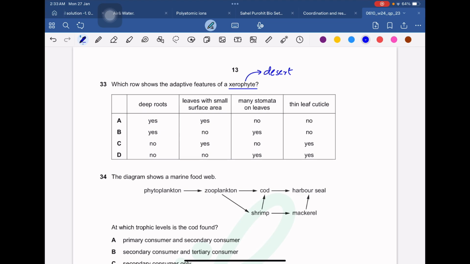So in that case, let us see the options. Obviously, the plants that live in desert conditions will require deep roots. So option C and D are eliminated. Leaves with small surface area. Yes, that will be true because lesser the surface area, lesser will be the transpiration. So that's why the appropriate answer for this can be A.